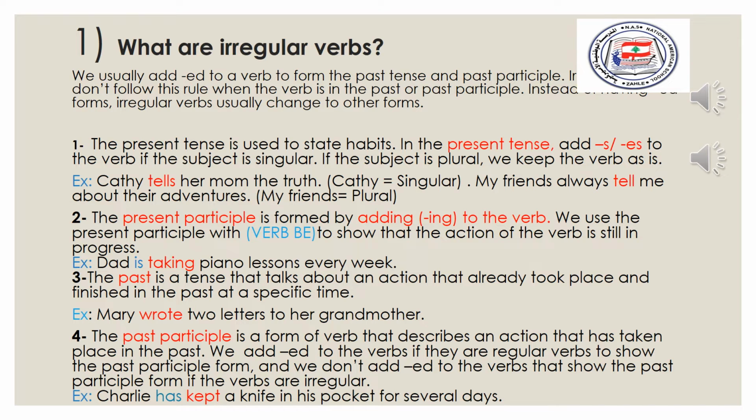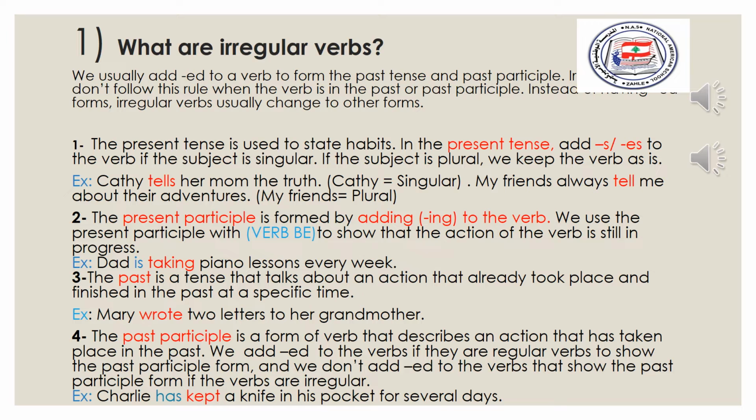Number 3. The past is a tense that talks about an action that already took place and finished in the past at a specific time. Example: Mary wrote 2 letters to her grandmother. Wrote shows the past tense of the verb write.